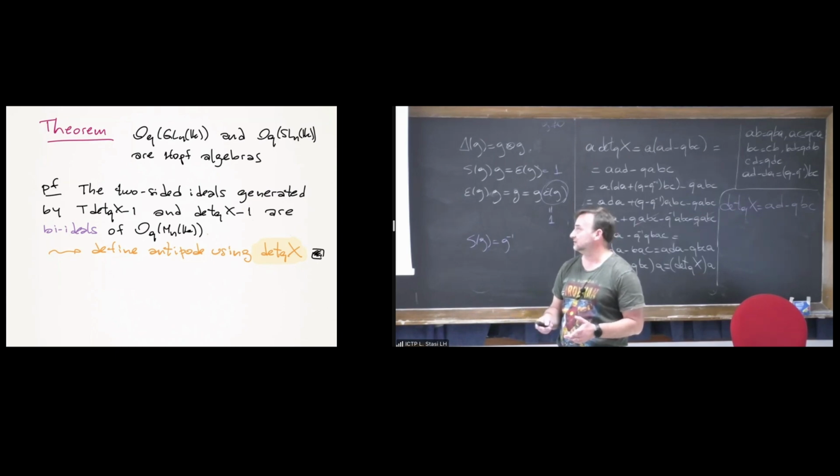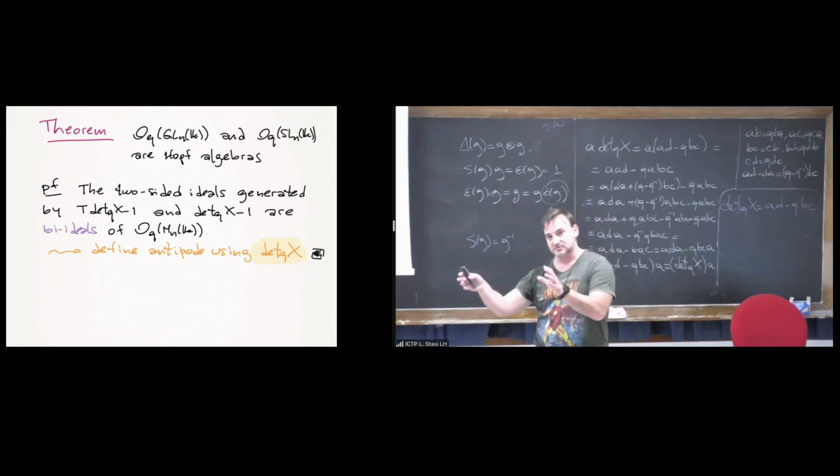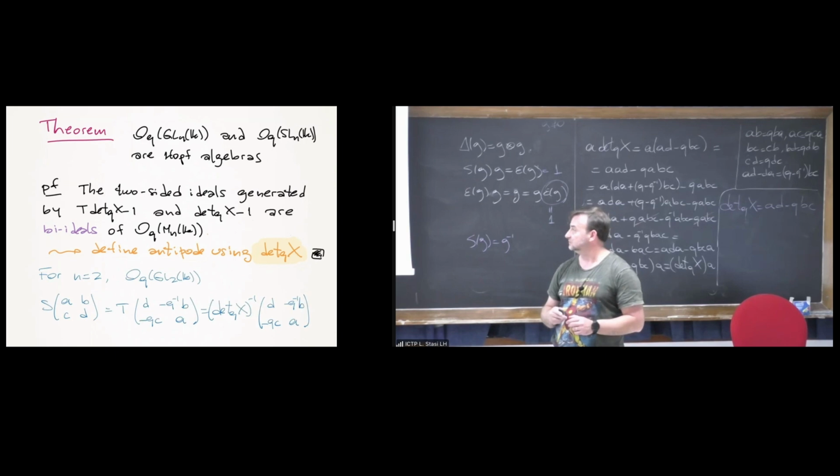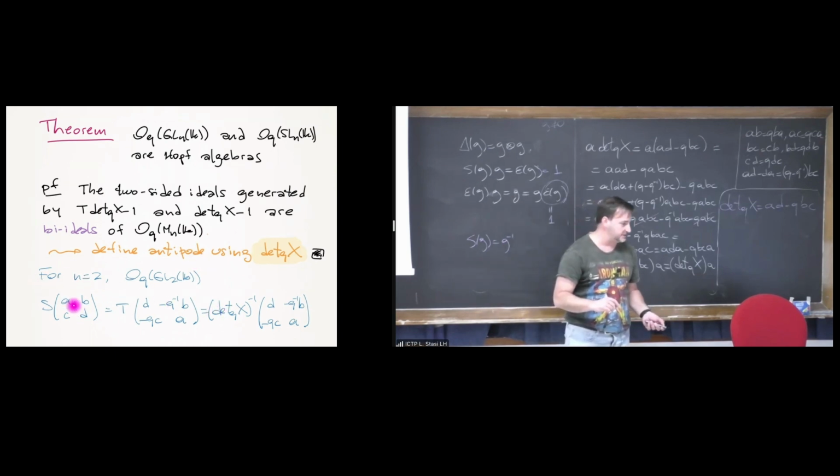How do we define the antipode? A matrix is invertible if the determinant is not 0. And for that we have a formula. The formula for an inverse of a matrix is given by the adjoint matrix divided by the determinant. And this is exactly what we do. For example, when n is equal to 2, the antipode of this matrix is the adjoint matrix multiplied by the inverse of the determinant.